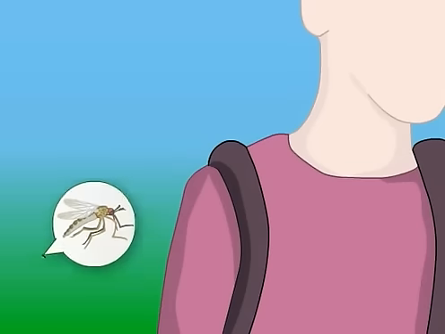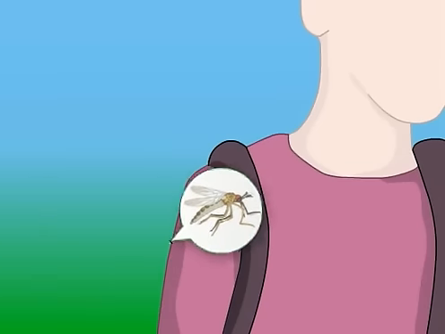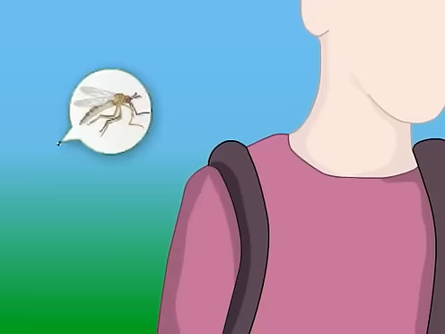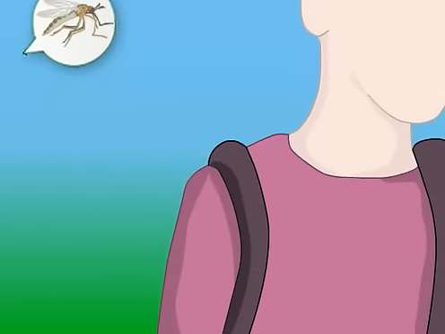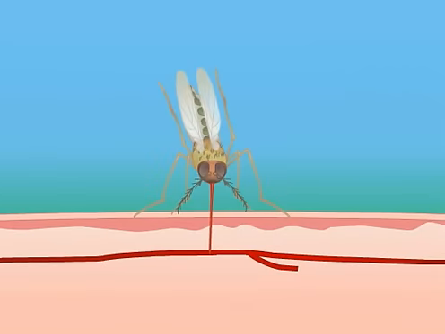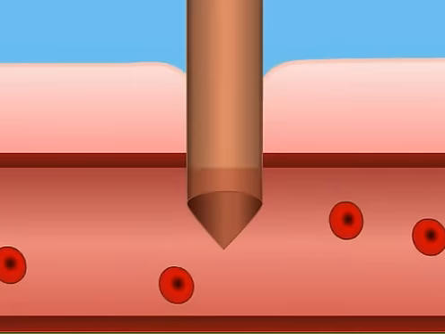Malaria is transmitted by the Anopheles mosquito. The malaria parasite, Plasmodium, depends on both humans and mosquitoes to complete its life cycle. An infected female mosquito bites a human for a blood meal. This is because the mosquito requires blood to produce her eggs.